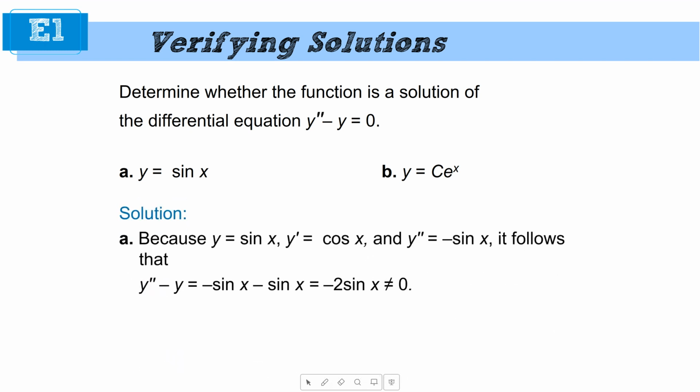So let's get to the one that doesn't work. Okay. So the sine. Took the derivative first. Derivative of sine is cosine, the derivative of cosine is negative sine. Plugged and chugged it. Negative sine minus sine is negative 2 sine, and negative 2 sine doesn't equal 0. Therefore, it does not satisfy that differential equation.